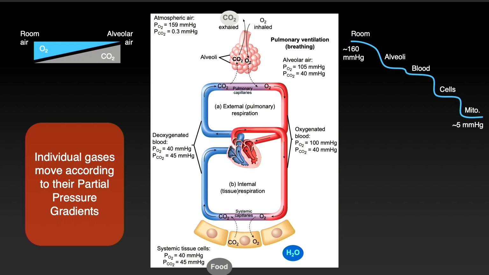Because we're going to take a look at how oxygen and CO2 are carried. This shows us that they move. There are partial pressure gradients, but how are those gradients achieved? How does the blood carry these gases?